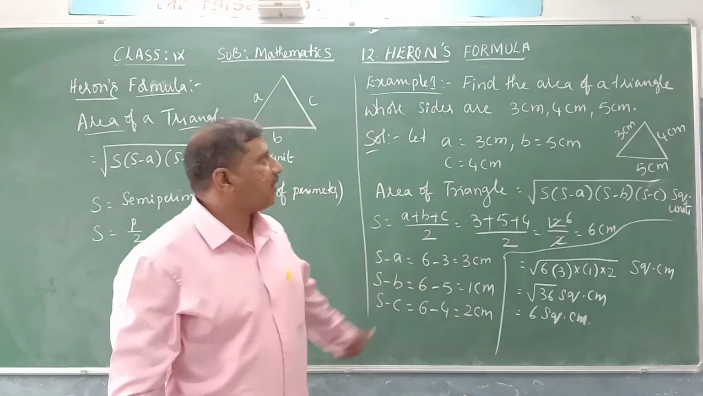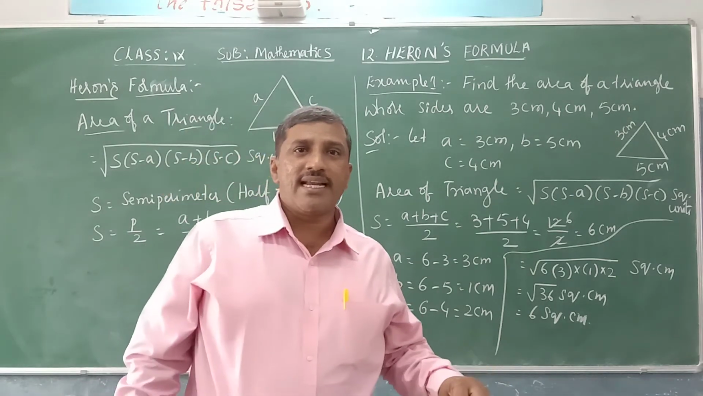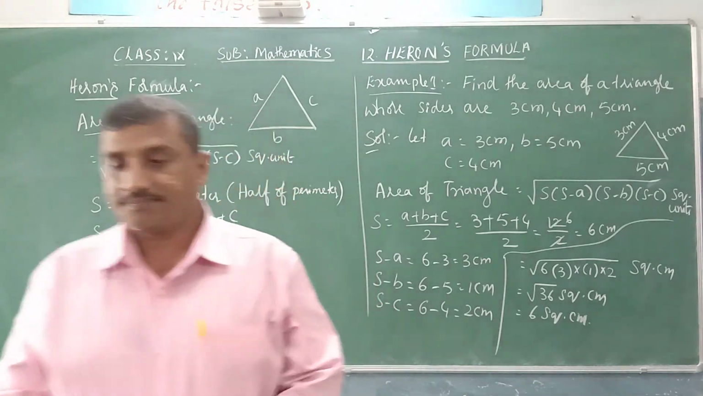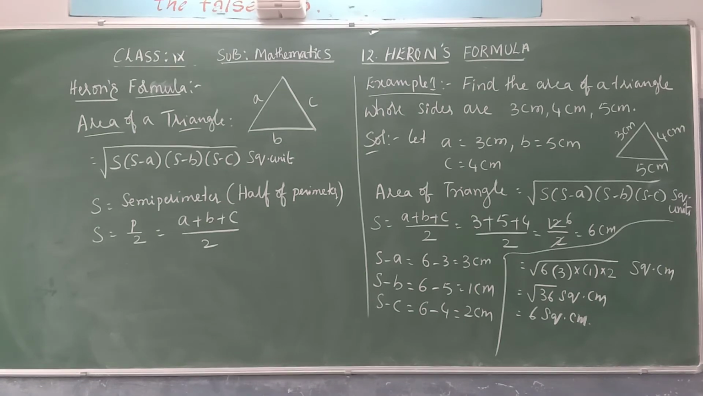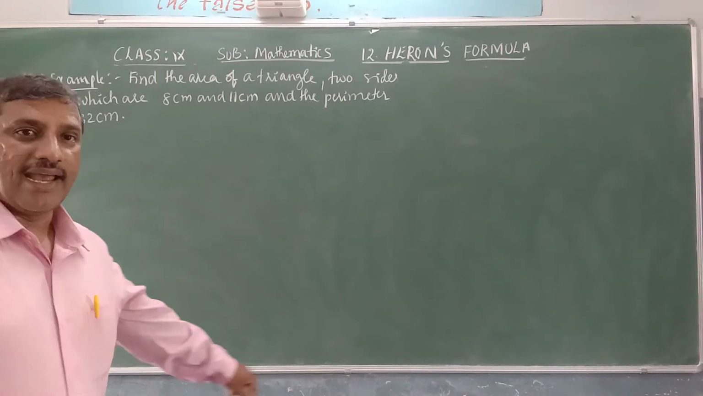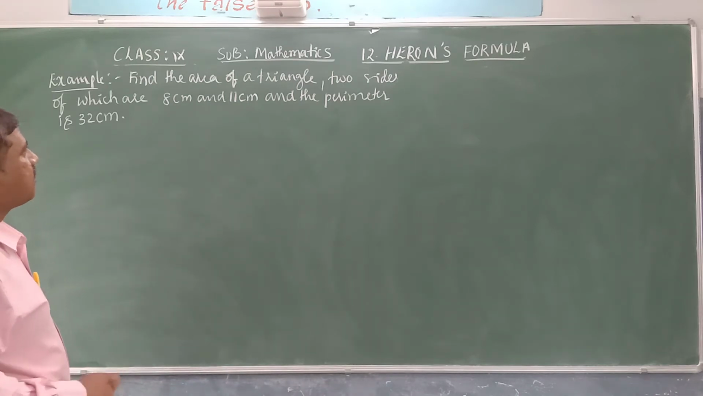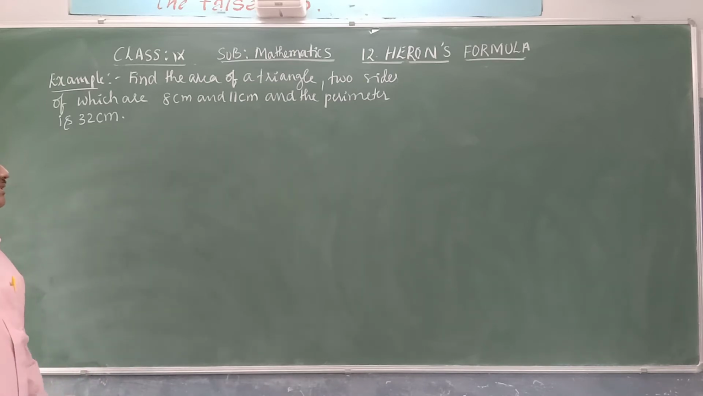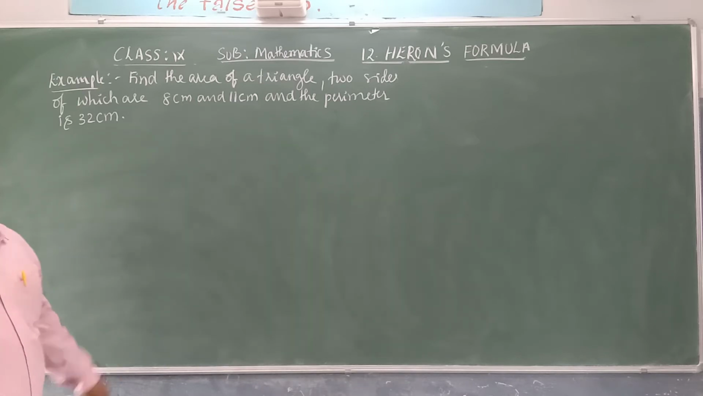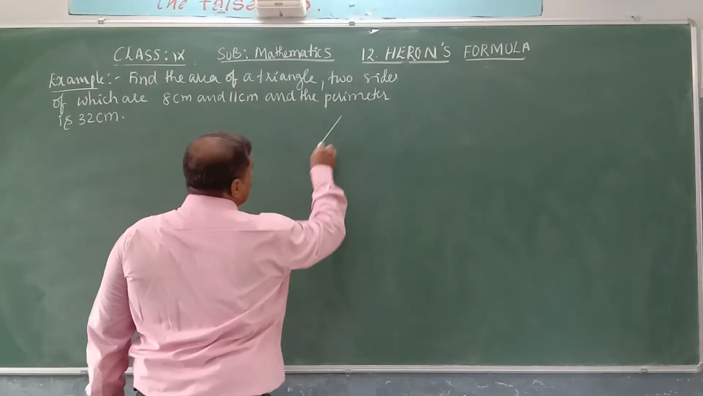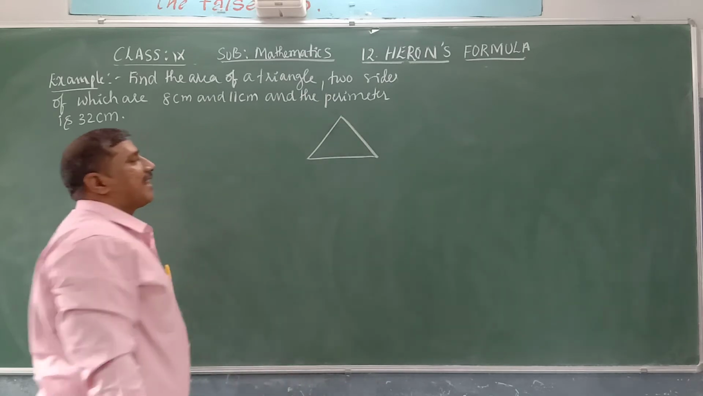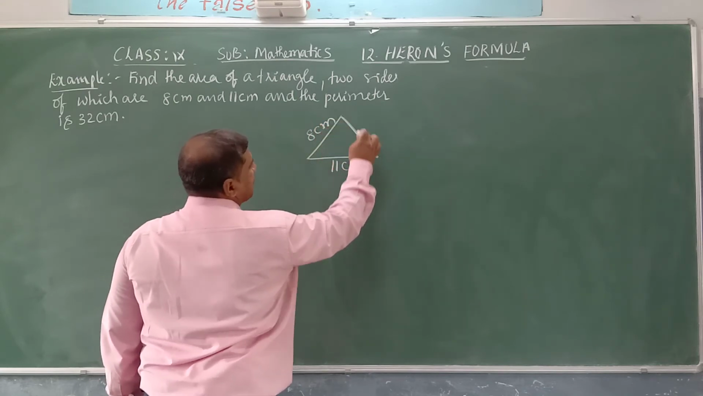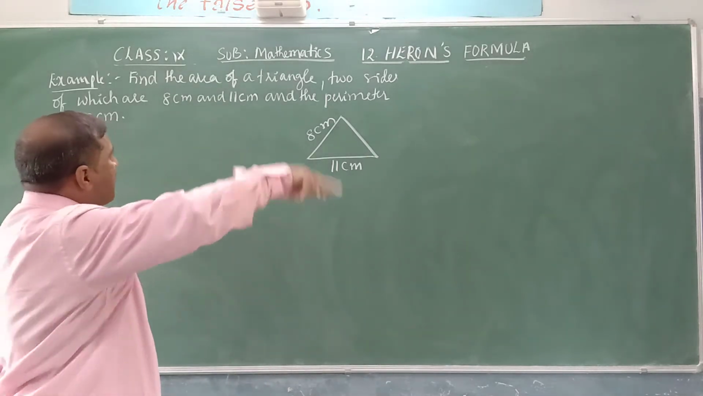Now we'll discuss one more example. When one side is not given, but two sides and the perimeter are given, how do we find its area? Clear, children? Now, example: find the area of a triangle, two sides of which are 8 centimeters and 11 centimeters, and the perimeter is 32 centimeters. Here the perimeter is given as 32 centimeters and two sides are given. This side we don't know.